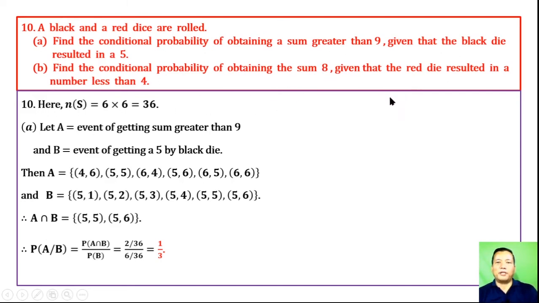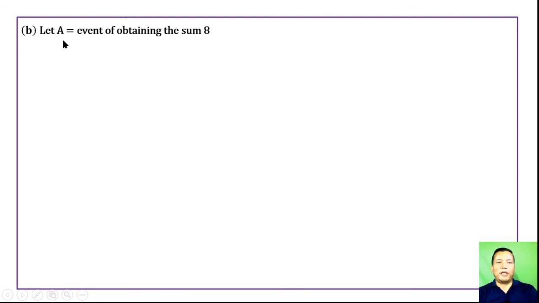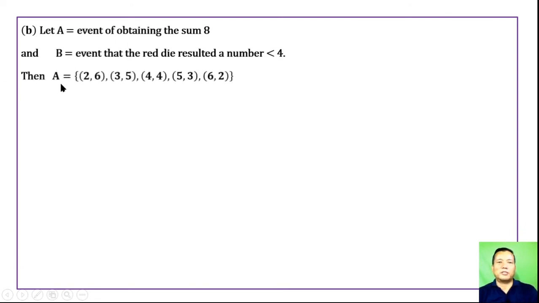Next, option B: find the conditional probability of obtaining the sum 8, given that the red die resulted in a number less than 4. Let A be the event of obtaining the sum 8, and B be the event that the red die resulted in a number less than 4. Then A consists of 2 6, 3 5, 4 4, 5 3, 6 2, outcomes, out of which B can occur.